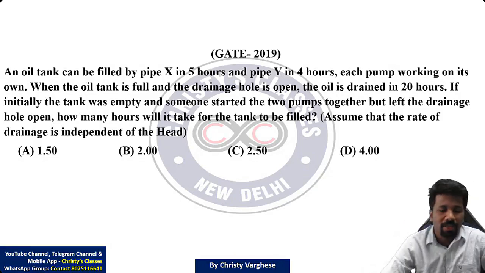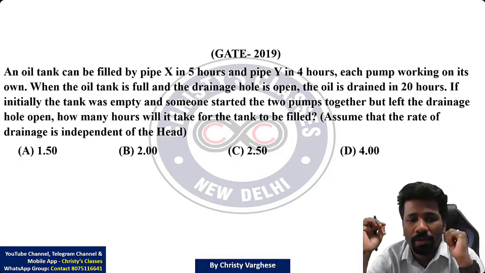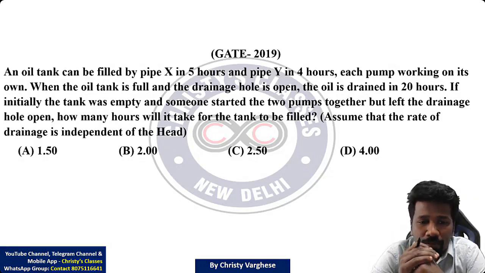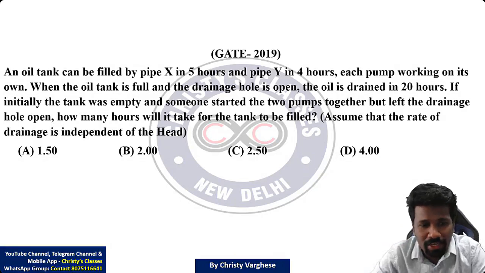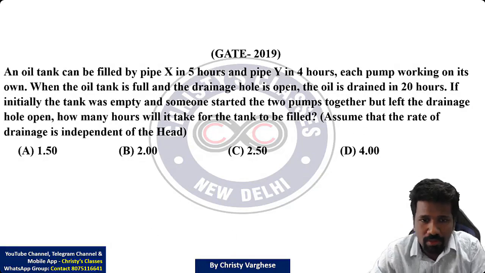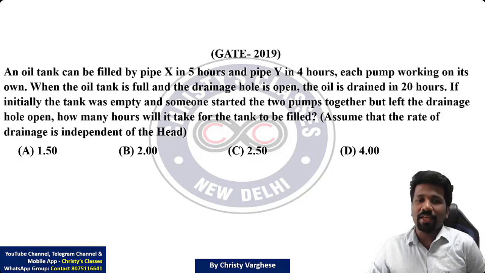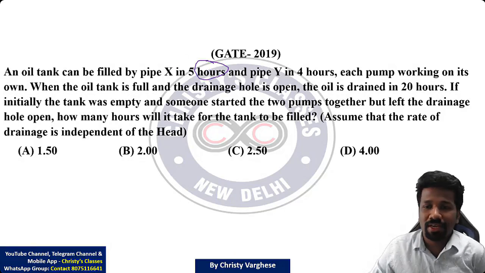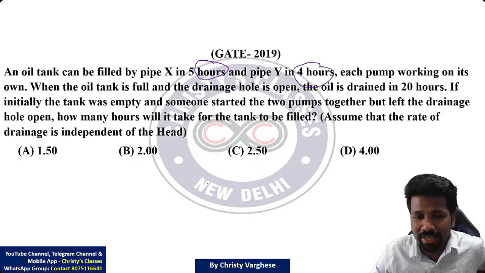Okay, I'll explain. An oil tank can be filled by pipe X in 5 hours, pipe Y in 4 hours, each pump working on its own. So that means filling the tank is the work to be done. Oil से fill करना है. So just like pizza example, you can think like 5 hour में पूरा pizza खा सकता है, 4 hour में पूरा pizza खा सकता है.